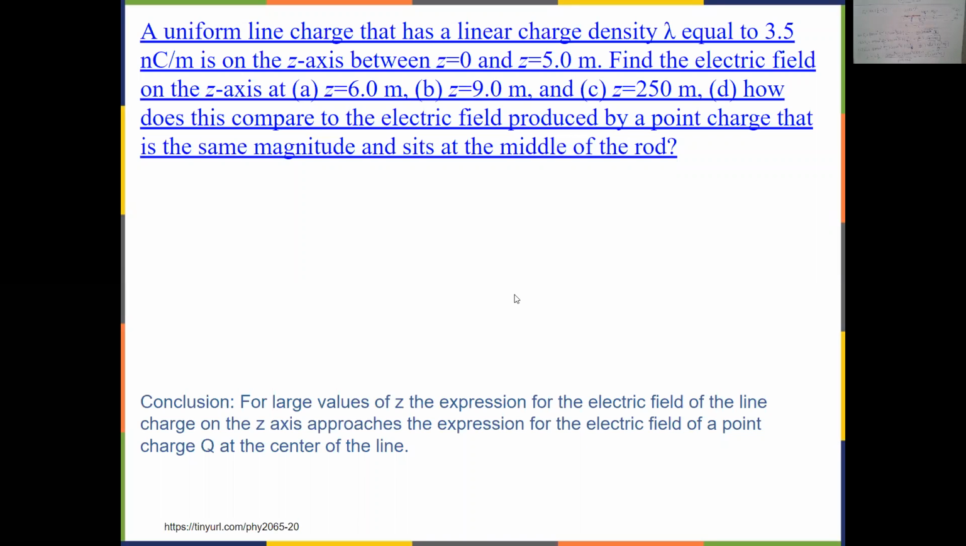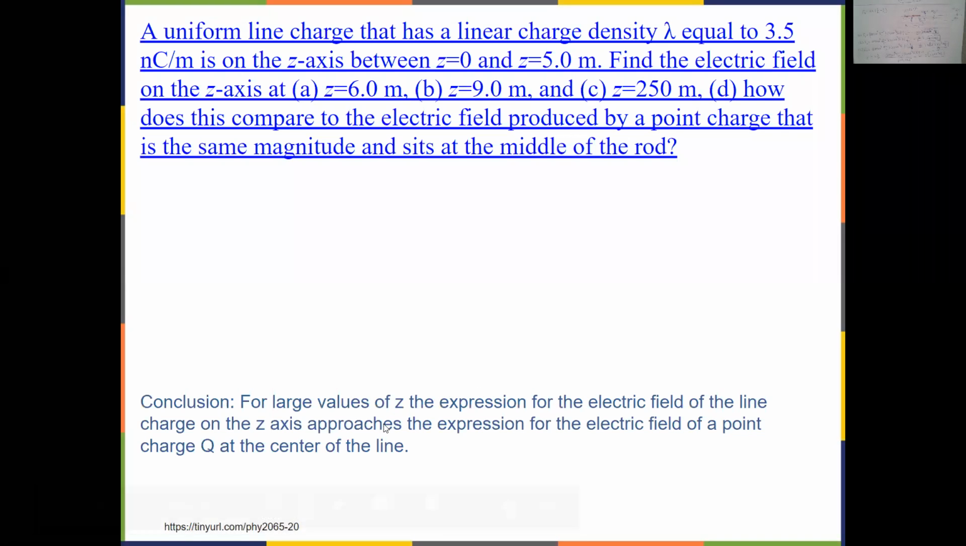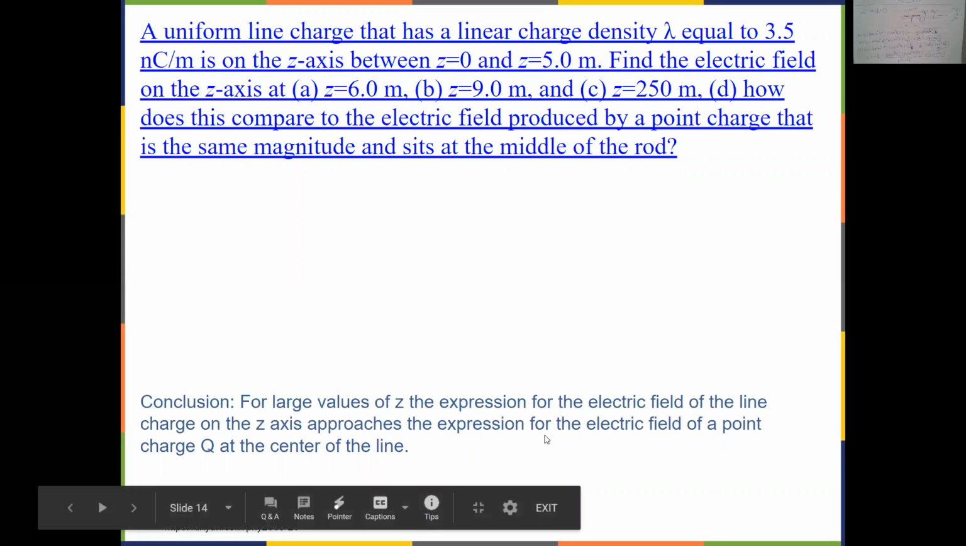So here is the conclusion: for large values of z, the expression for the electric field of the line charge on the z-axis approaches the expression for the electric field of a point charge at the center of the line.